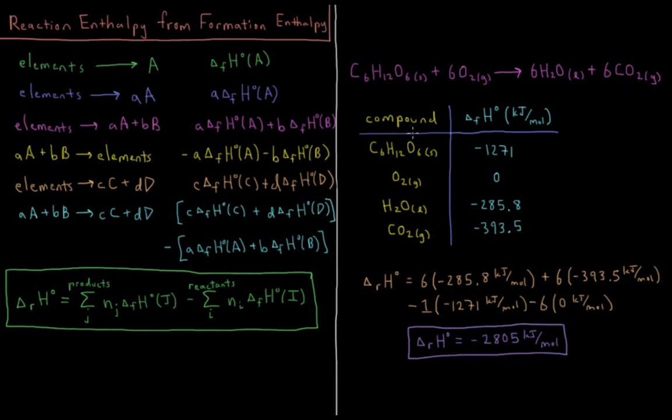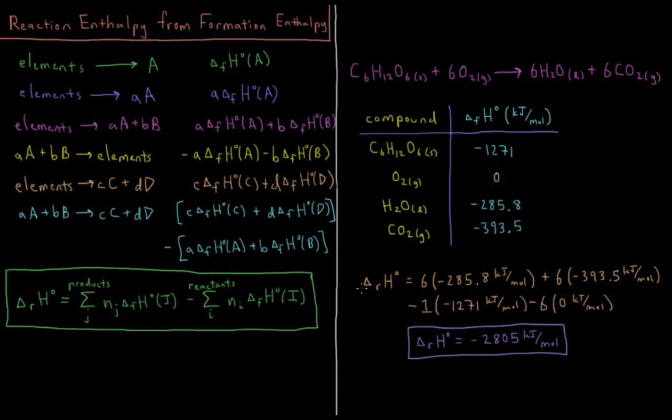Okay, so all I need to do is look up what are the standard enthalpies of formation of each of these chemical species. Minus 1271 kilojoules per mole for glucose. 0 for oxygen, because it is the standard state for oxygen. O2 gas is the standard state for that element. H2O liquid, minus 285.8 kilojoules per mole. CO2 gas, negative 393.5 kilojoules per mole.